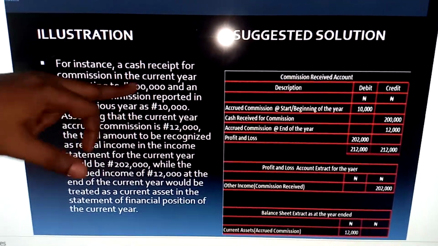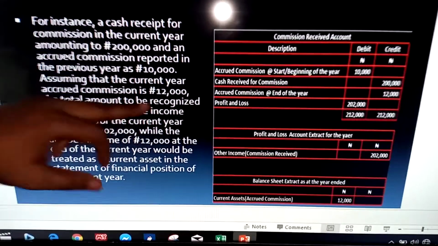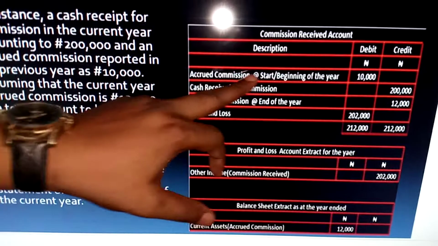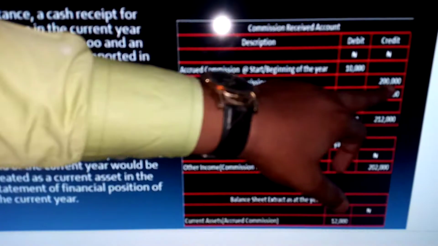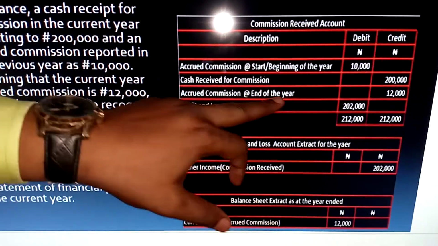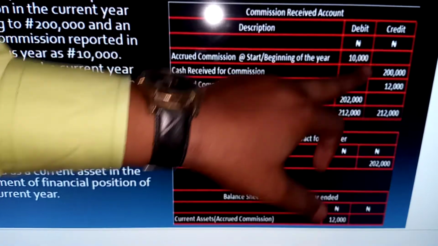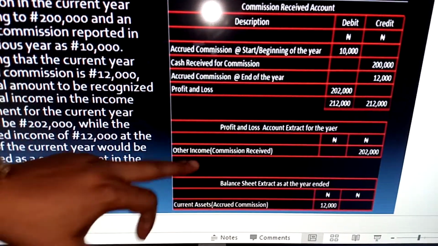So it's 200,000 minus 10,000 plus what? 12,000. So let's see how it goes there. So we have the commission received account here. Accrued commission at the beginning of the year is 10,000. Cash received for commission, 200,000. Accrued commission at the end of the year, 12,000. So 200,000 plus 12,000 minus 10,000 is 202,000. That is what is going to your what? Profit and loss account extract here.